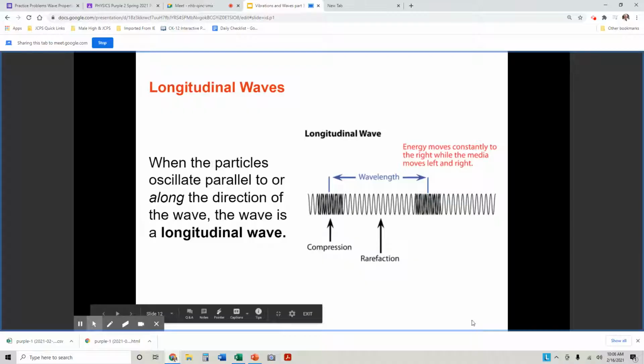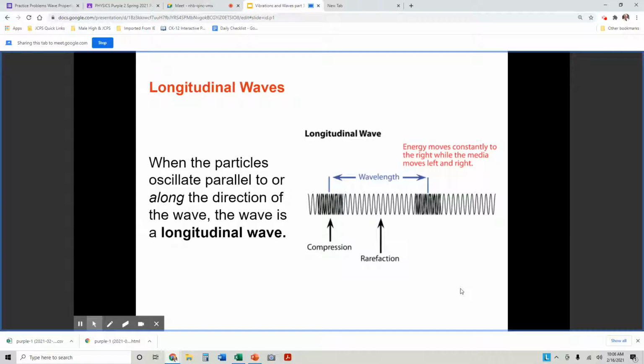So when the particles vibrate back and forth along the same plane, parallel to the direction of the motion of the energy of the wave, that's a longitudinal wave. And the reason why we're interested in longitudinal waves is that it represents how sound moves. You can't take air molecules and shake them up and down. They're not connected to each other, but you can push them back and forth.